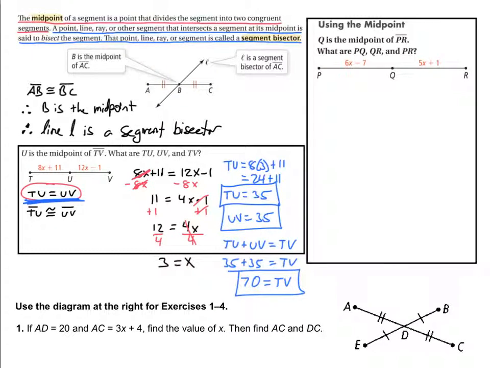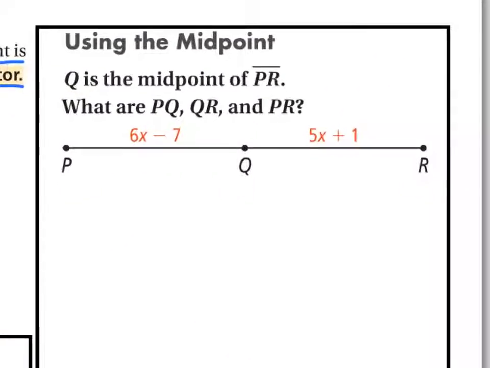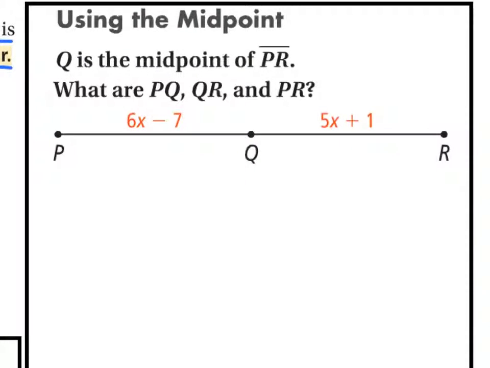Okay, on the backside is that other situation we were talking about for setting things up. They say to use our midpoint here in this example. Q is the midpoint of line segment PR, where what are PQ, QR, and PR? So the key thing here, how do I know how to set up my equation? How do I know how to solve for x? The idea here is I cannot.